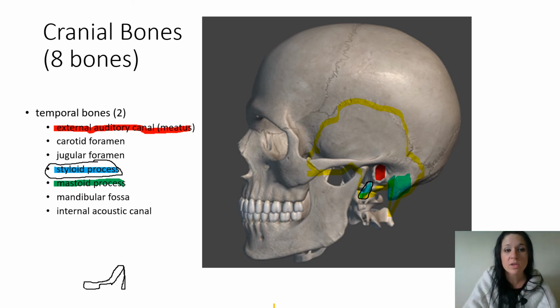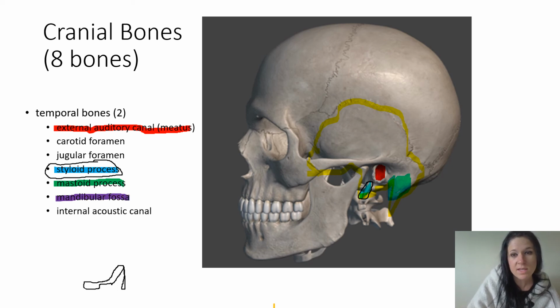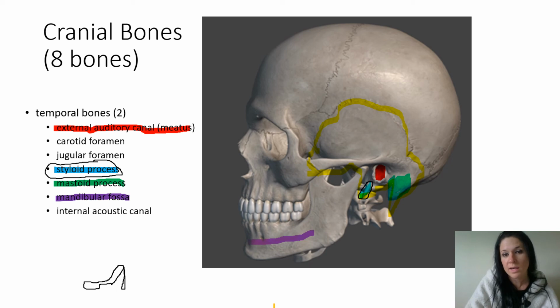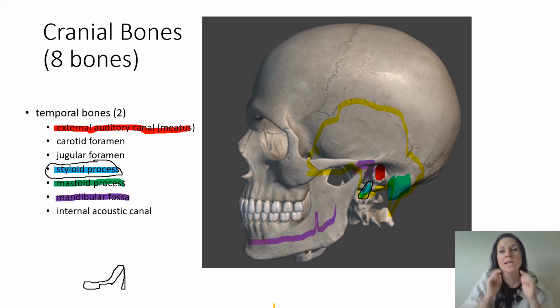Okay, so the other structure that we're going to look at from this lateral view of the skull is the mandibular fossa. Okay, so the mandible is the jaw, this bottom jaw here. So we have the mandible, and you'll see it articulates up here with the temporal bone, and there's an indentation here. Okay, so this indentation on the temporal bone, it's just anterior to the external auditory canal. This is the mandibular fossa.